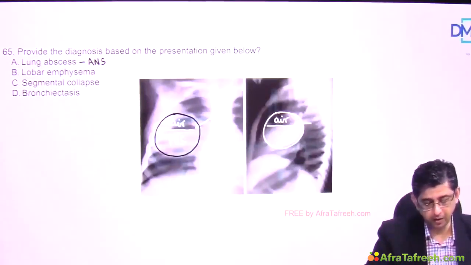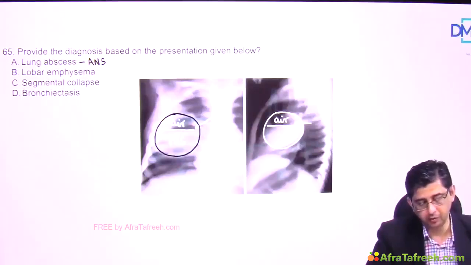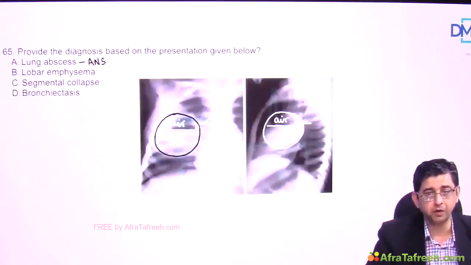Emphysema will result in flattening of the diaphragm. Collapse of the lung would result in an opacity which is going to be well defined, and bronchiectasis will have a tram track appearance. So the remaining options are anyway very far-fetched and unlikely. This is a clear-cut lung abscess.